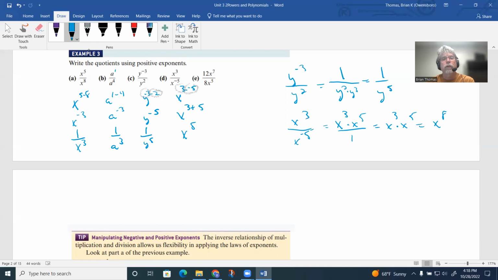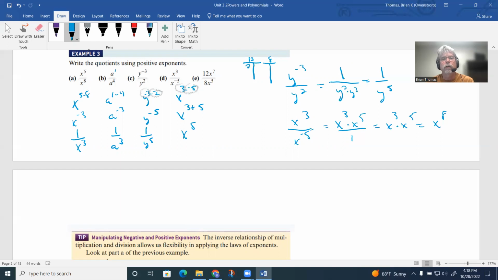So the 12x to the seventh over 8x to the fifth: notice how, if you're not really good with fraction math, you could use prime factorizations. You could factor the 12 and you could factor the 8. I can use a big T as an organizer. Remember, the prime numbers are like 2, 3, 5, 7, 11, sometimes 13.